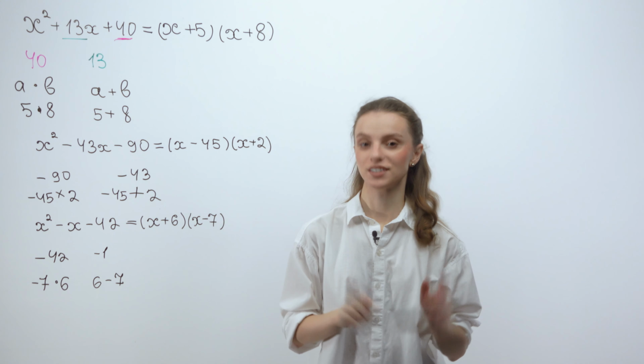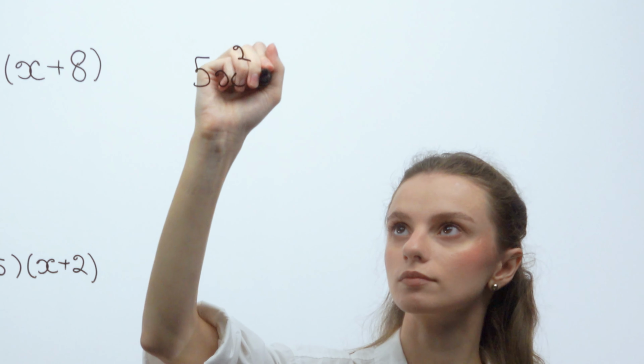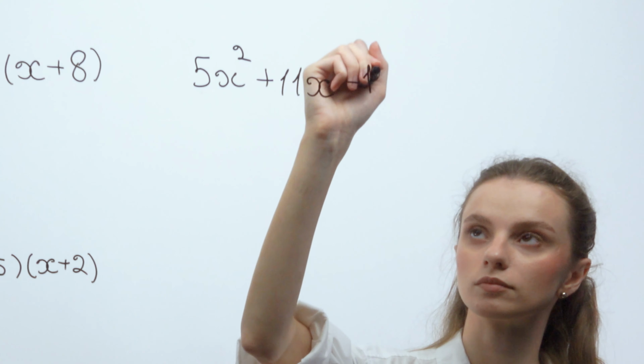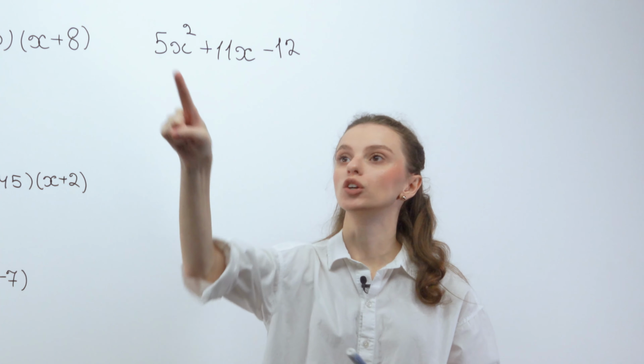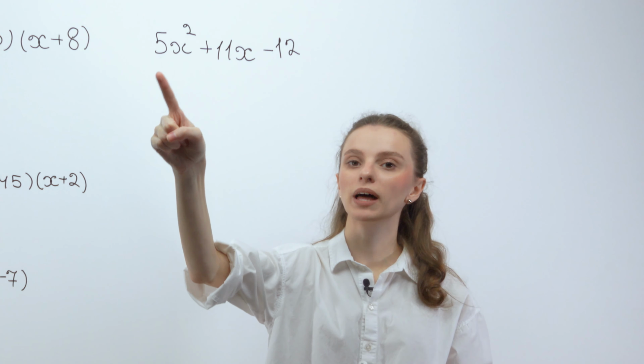Okay, now let's add an extra challenge. Here we have 5x squared plus 11x minus 12. What are we going to do? So we have this 5 coefficient. You're going to multiply it by the last term.